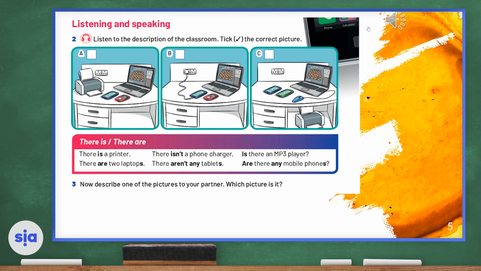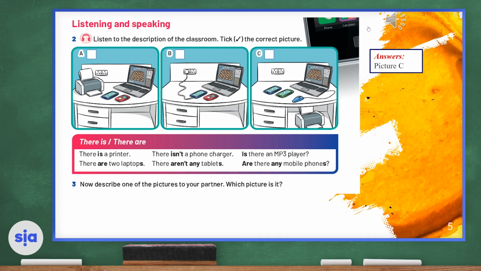Now, which is the correct description, guys? If you're not sure, you can always listen to the audio text one more time. And the answer is picture C, of course, because there's a mouse attached to the laptop. As for the other 2 pictures, there is no mouse attached to the laptop.